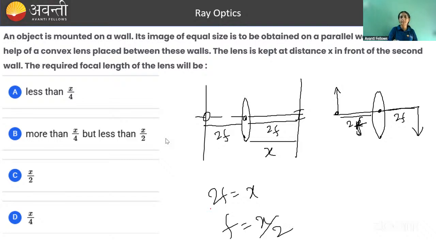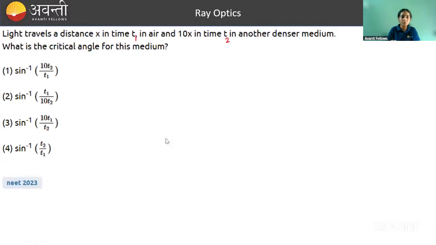Simple. You had to remember the logic of when an image of the object's height is formed, when we get such sort of images. So we get an image of equal height as that of the object when the object is kept at the center of curvature of the lens, that is at a distance 2f from the optical center. And in that case the image will also be formed at the other center of curvature, on the other side. So here 2f is given as x, so f is x/2. Okay, sure. Now do this question.